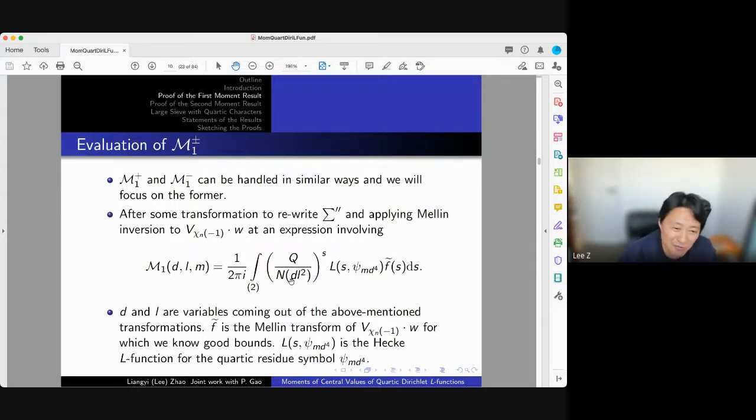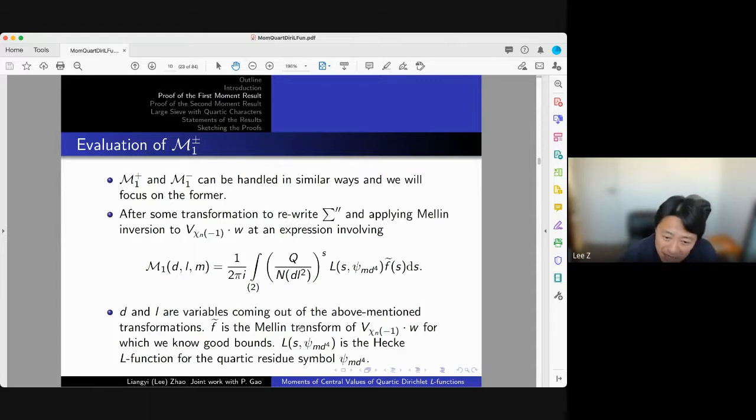Well, these variables D and L come from the transformations which were done earlier. These transformations basically take care of the conditions on the sum sigma, or rather summation double prime. So these variables come from there. F tilde is the Mellin transform of v times w, because I'm applying Mellin inversion. So that's why I have this.